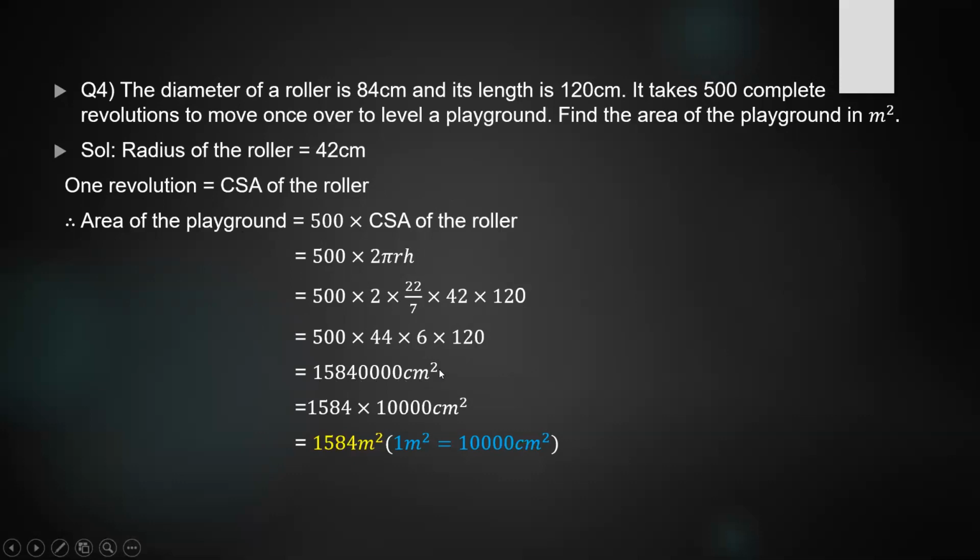15840000 centimeter square. Now separate 10,000 centimeters square from this value. 10,000 centimeters square is equal to 1 meter square, and you get the area of the playground as 1,584 meters square.